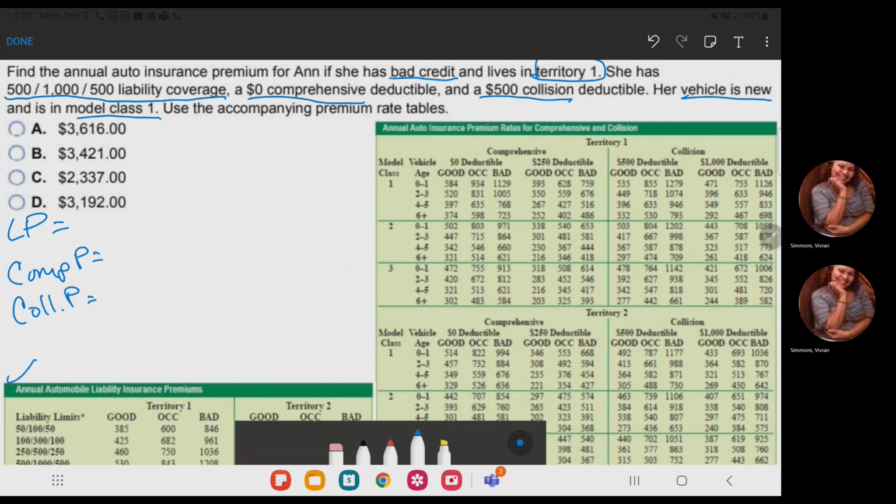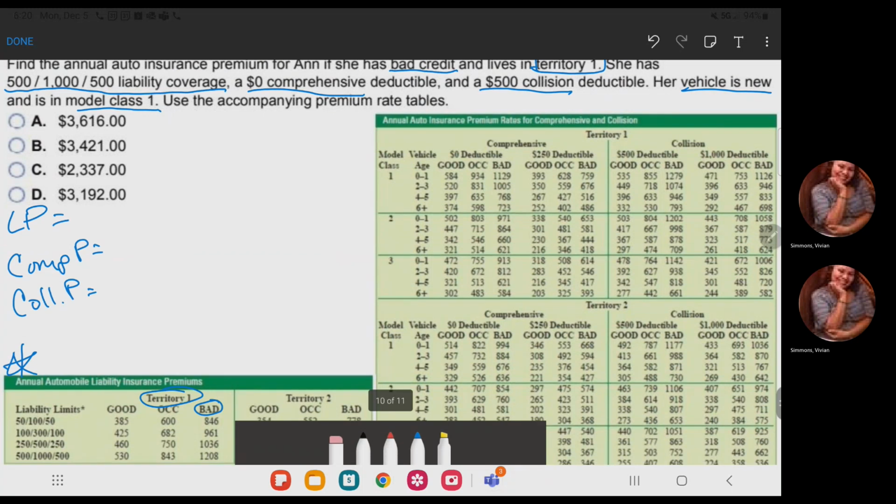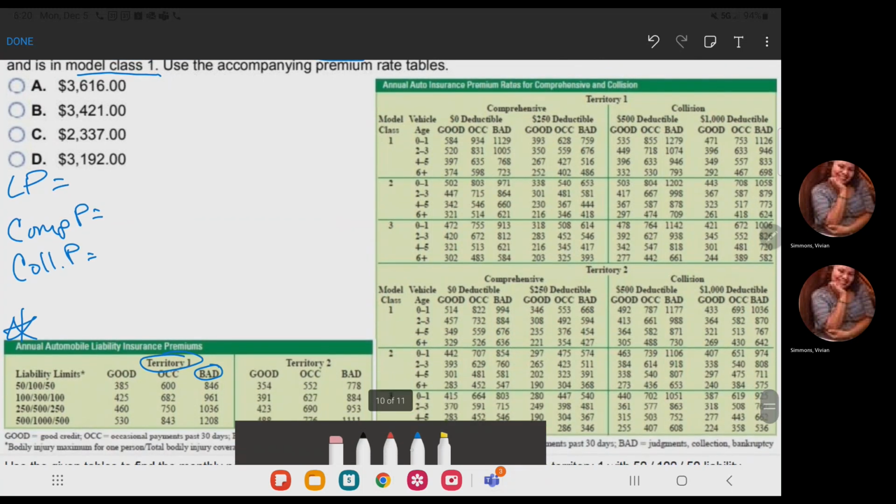So liability is going to be right here. So I'm in territory 1, bad credit, 500, 1,050. So let me move this up a little bit so we can see it. Right here for the bad credit, 1,208.